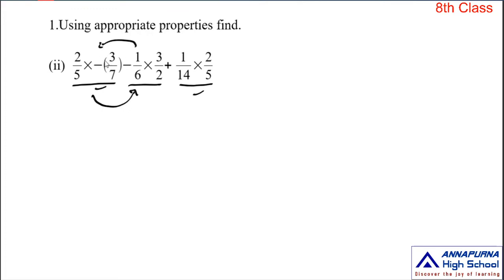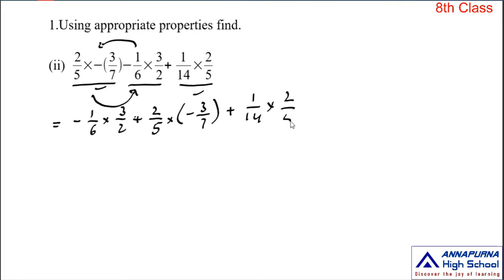And when you are interchanging the terms, we take the terms along with sign. That is the most important. Okay, now I am writing this second term as the first term. That means it is equal to minus 1 by 6 into 3 by 2, and the first term as second term plus 2 by 5 into minus 3 by 7, and the third term as it is plus 1 by 14 into 2 by 5.